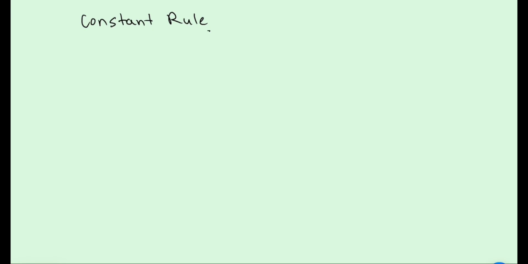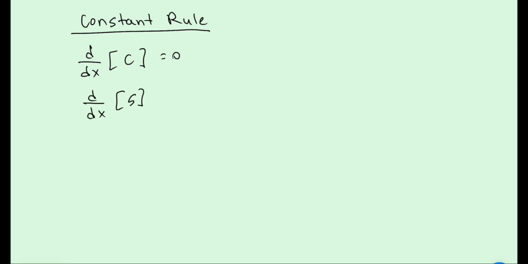Let's start with the constant rule. The constant rule states that the derivative of any constant is equal to 0. For example, the derivative of 5 equals 0.